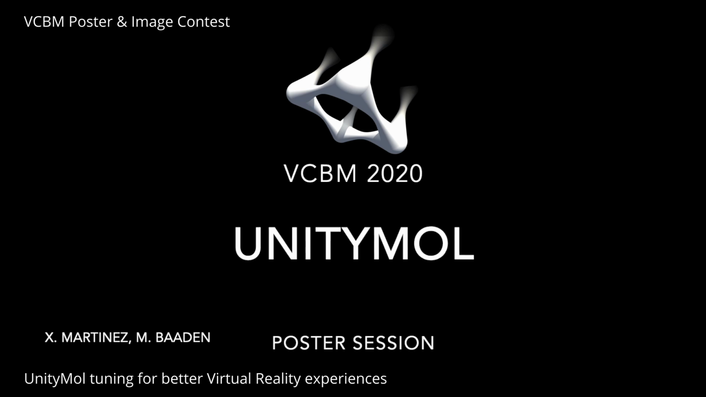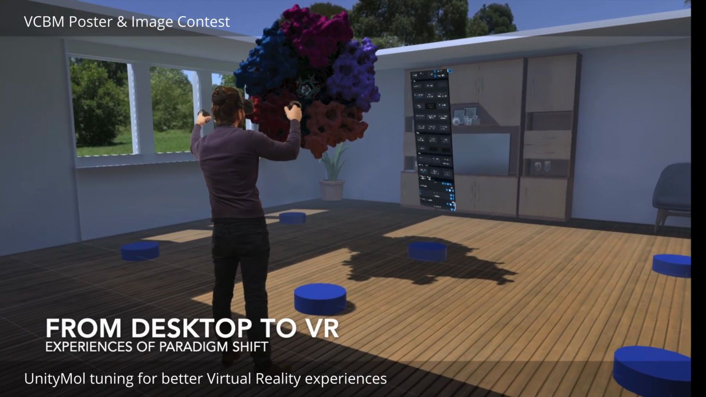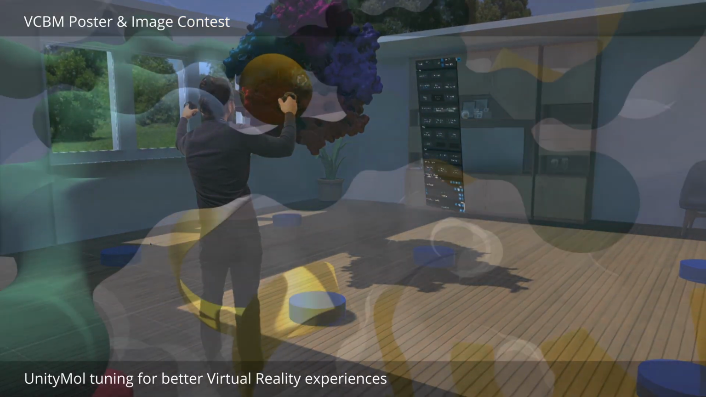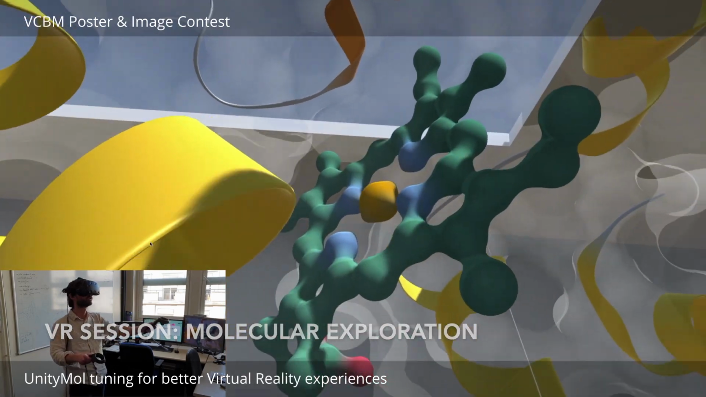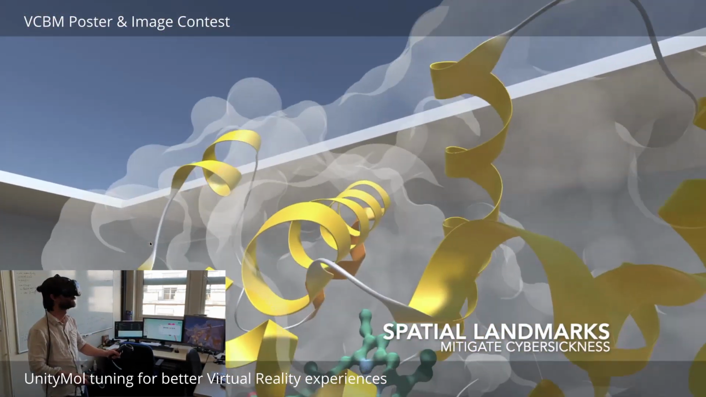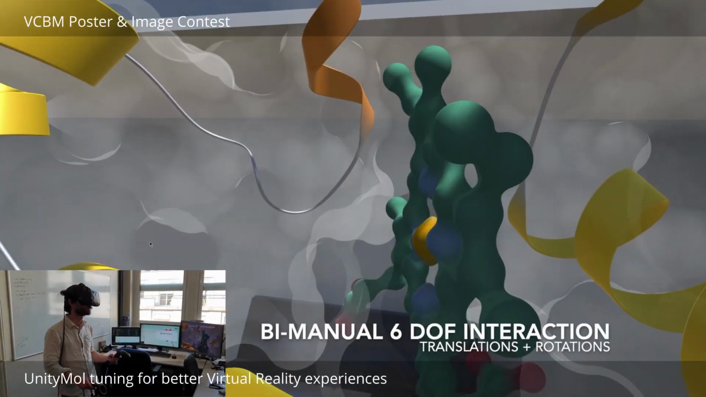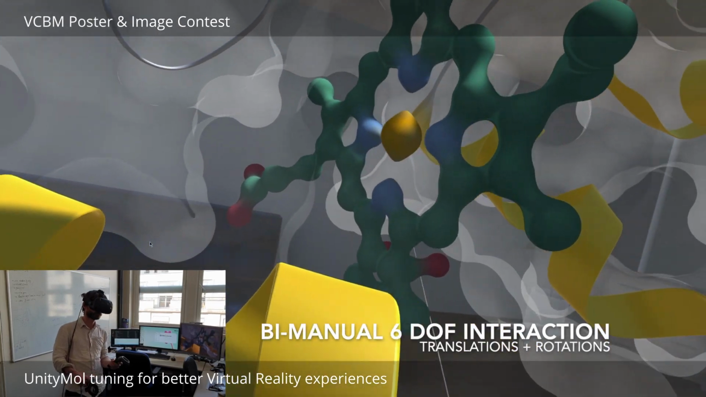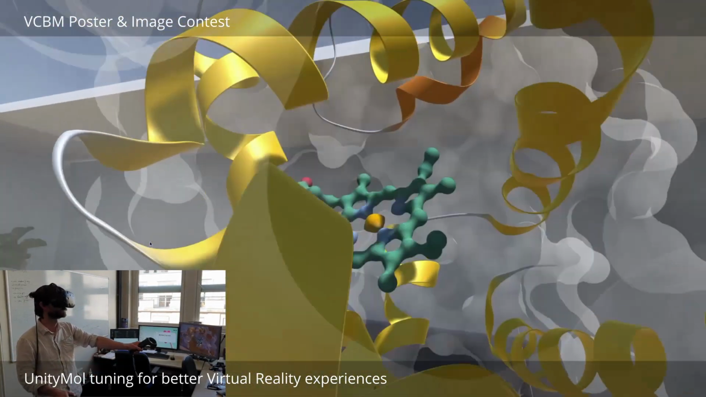Molecular representations are taking on an important role in communicating ideas and generating new hypotheses for biological mechanisms, and in analyzing molecular simulations. Virtual reality headsets offer performant and accessible solutions. However, software adaptations are necessary if we wish to fully benefit from virtual reality in a scientific visualization context. This poster presents a few examples implemented in UnityMol, our molecular viewer and visualization platform.